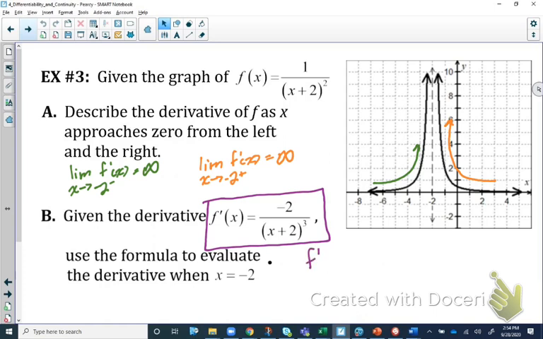So here we'd say f prime of negative 2 would be equal to negative 2 over negative 2 plus 2, cubed. And of course the denominator, negative 2 and a positive 2 is 0. 0 cubed is still 0. So I have negative 2 over 0, meaning that it is undefined, and supporting the idea of the vertical asymptote.